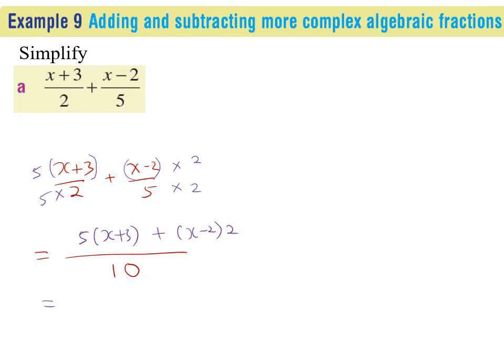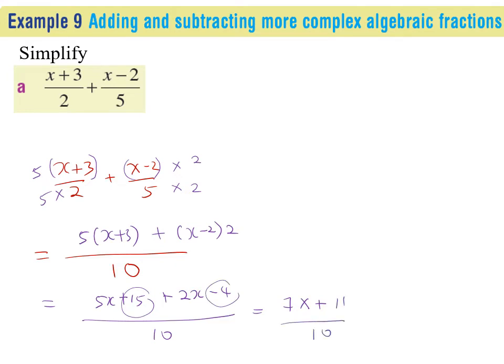So 5 times x is 5x. 5 times 3 is 15. Plus 2 times x is 2x. -2 times 2 is -4, divided by 10. So what we have here is 7x plus 15 and -4. That will be 11 divided by 10.